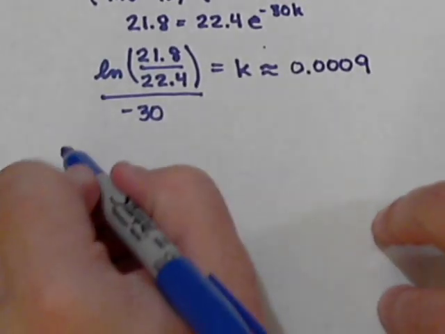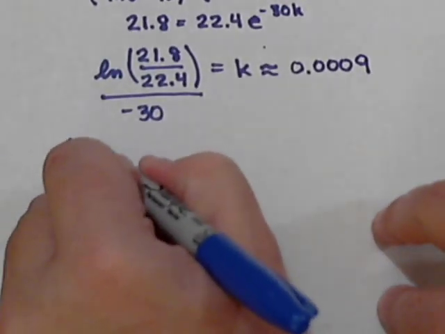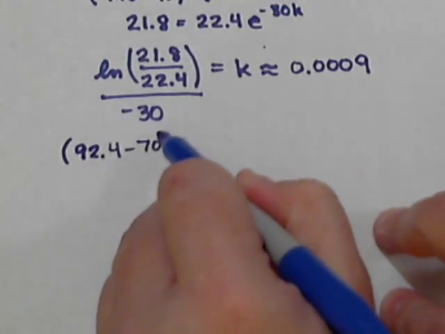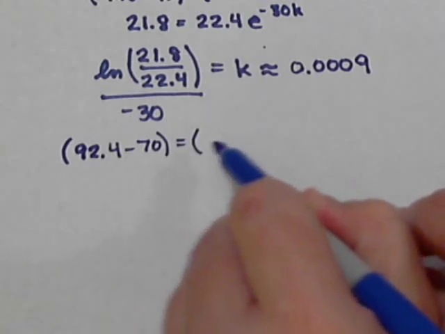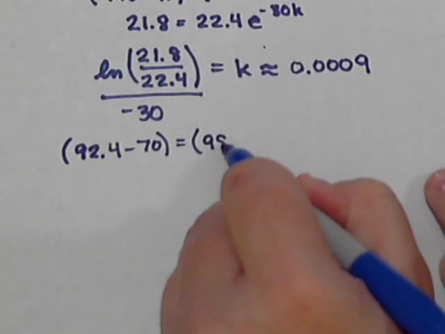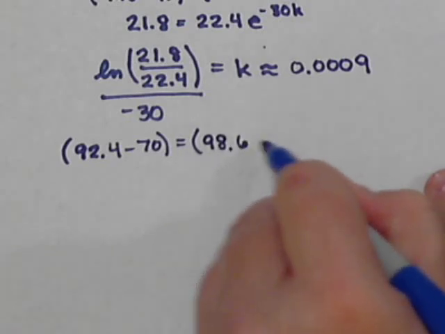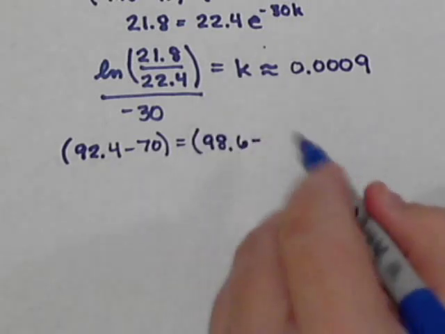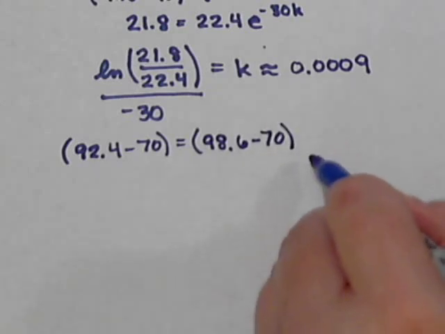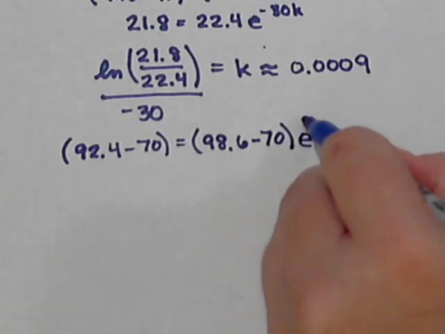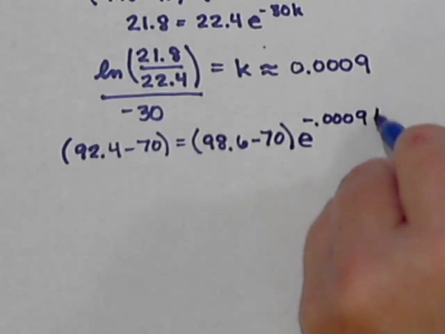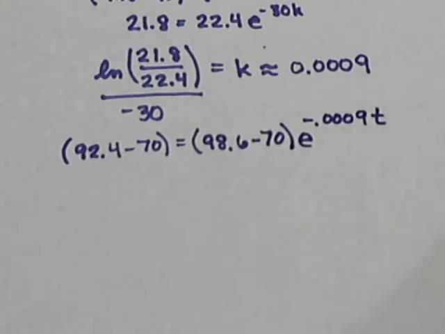Okay, so our T is 92.4. Room temperature is still 70. What's the initial temperature? This would be the temperature when the person died, so we're going to assume that was 98.6. We'll assume they were a normal, healthy person. Our other C would be 70 again. E, and this time we know K, it's 0.0009. And this time we're looking for the little t.